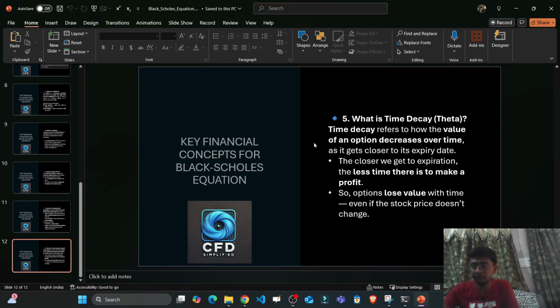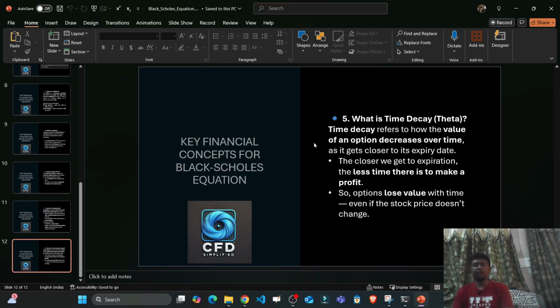Okay, so that is the part. The closer we get to the expiration, the less time there is to make a profit. So options lose value with time, even if the stock price doesn't change. Like the stock, you buy a stock at, for example, $50 or $60, and you have the option's value, a price, but after time your asset is going to reduce in value even though the stock price is the same. Okay, that is what I wanted to say.